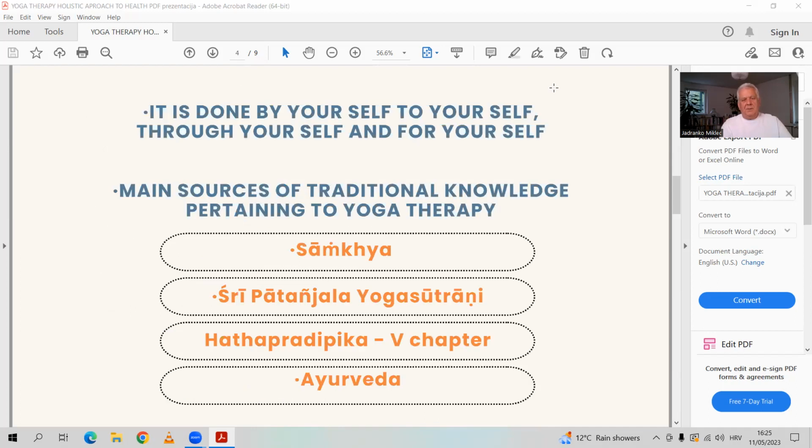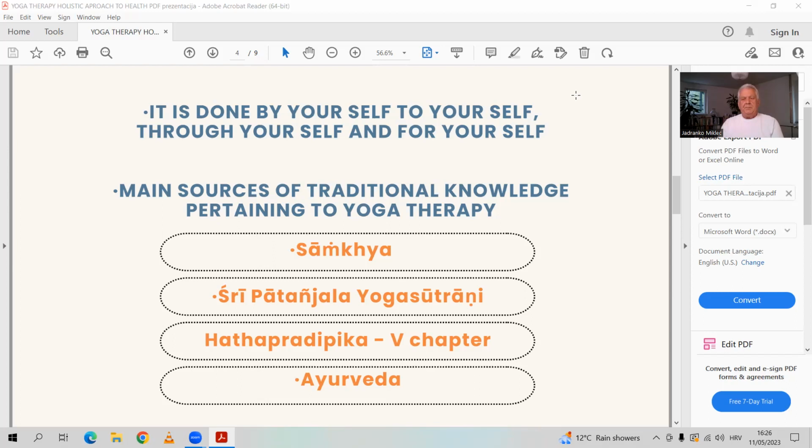So now we'll see the specific processes and the knowledge, that aspect of knowledge, which is very important, which is telling us different methods of being self-referral. So that's why we can say that the yoga therapy, it is done by yourself to yourself, through yourself and for yourself. And then some main sources of traditional knowledge pertaining to yoga therapy are Sankhya, then Sri Patanjala Yoga Sutras, Hatha Pradipika, and Ayurveda.